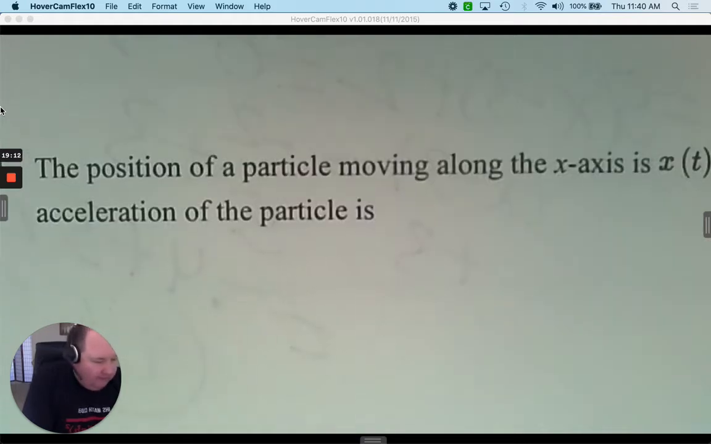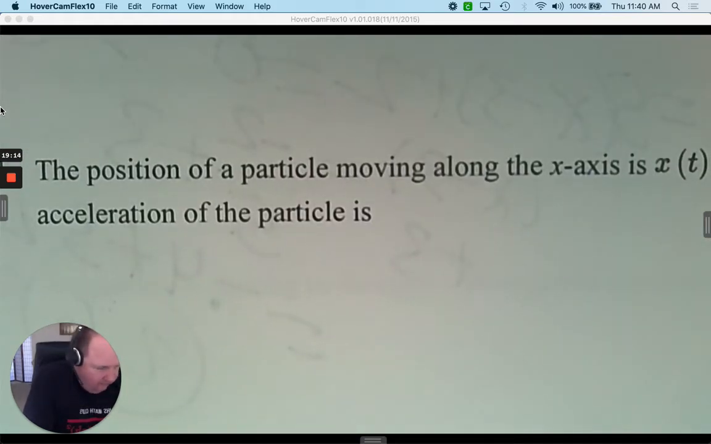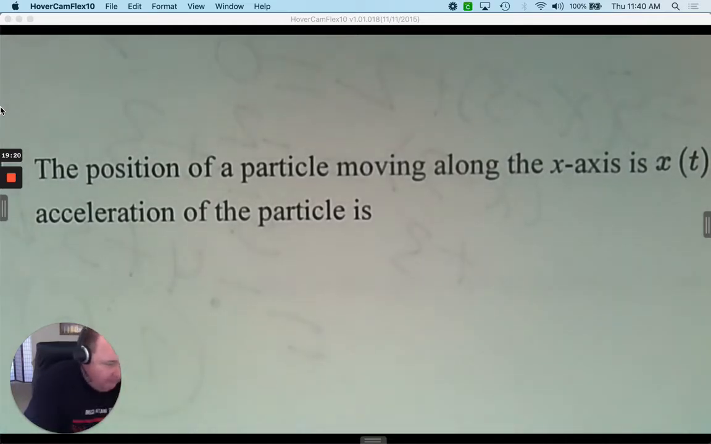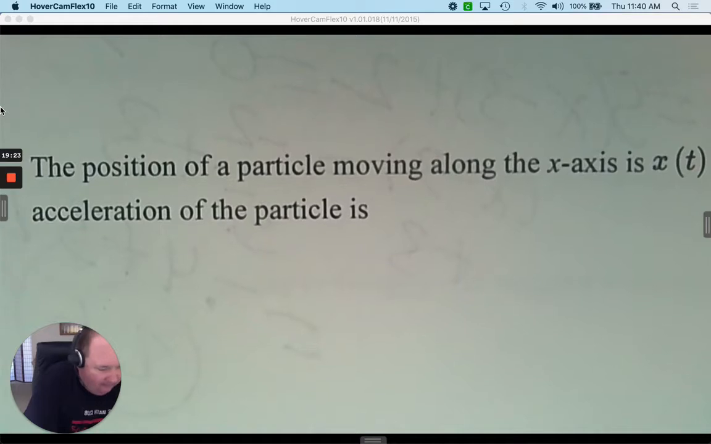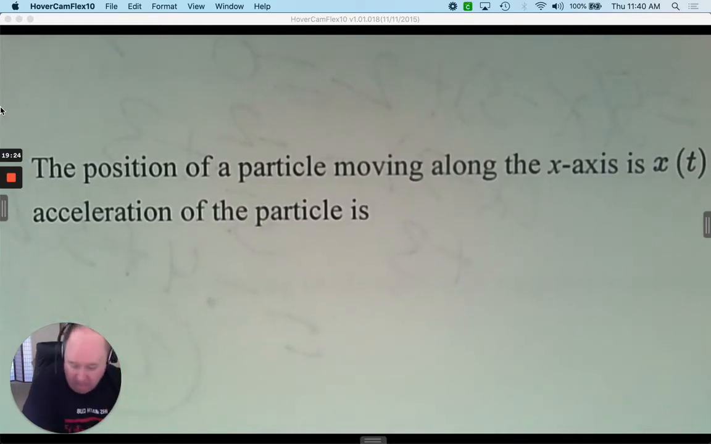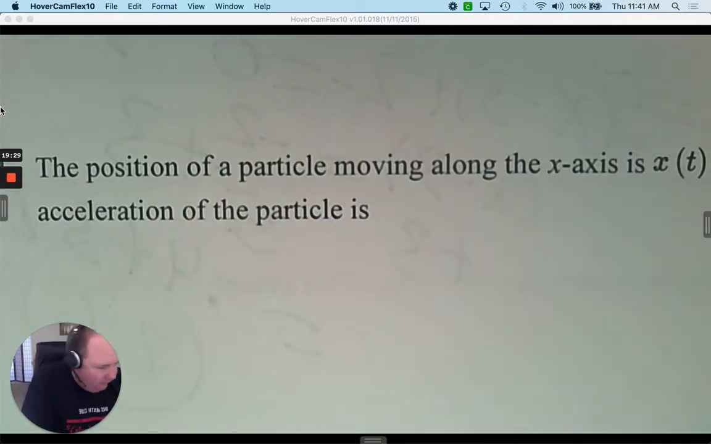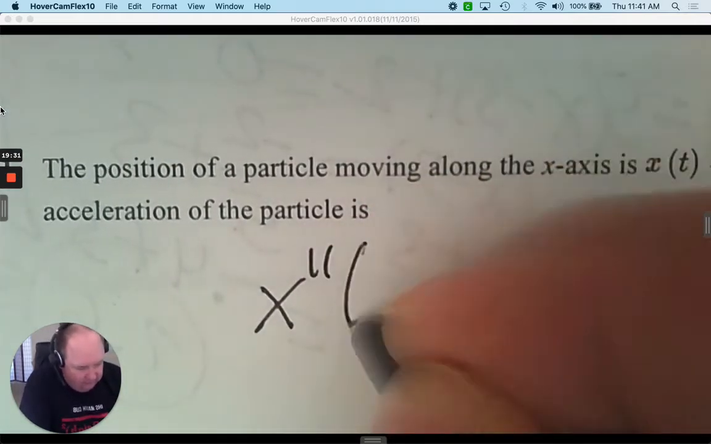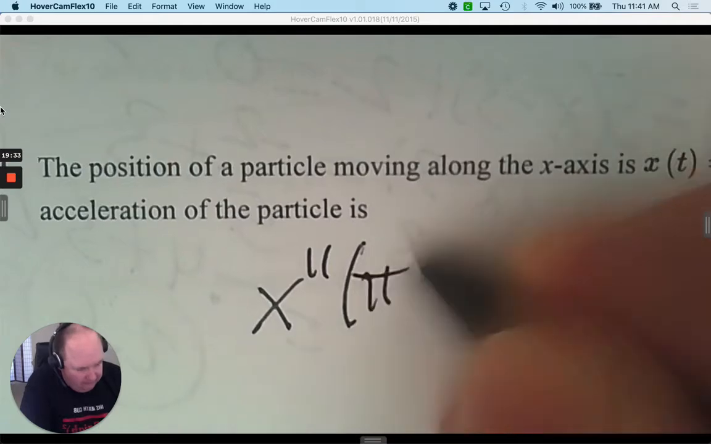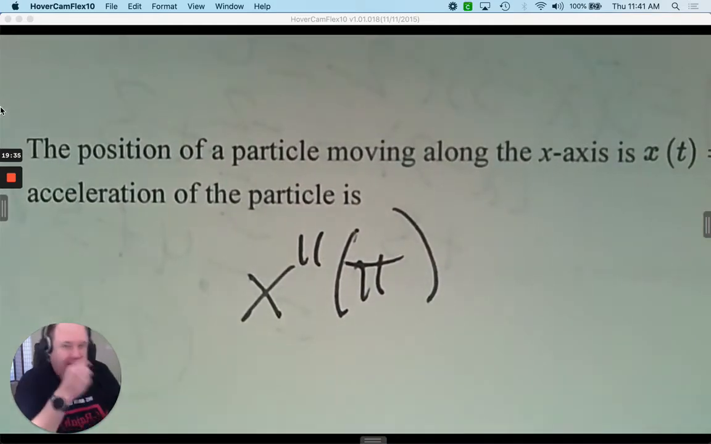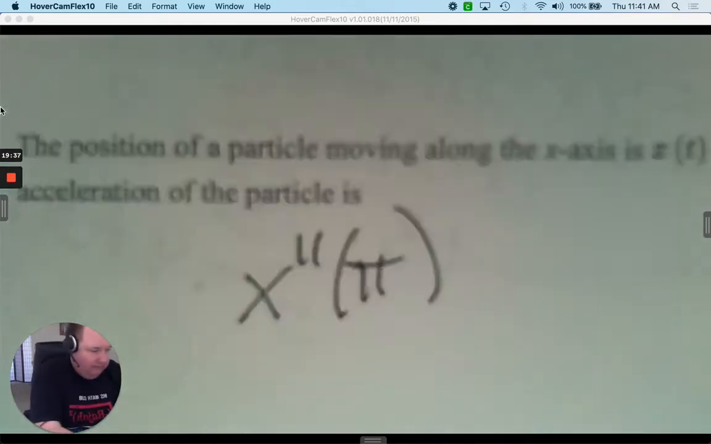In number 11, you're given the position of a particle moving along a line. When t equals pi, the acceleration of the particle is what? If you're given position, it's the second derivative at pi. The second derivative at pi will give me the acceleration.